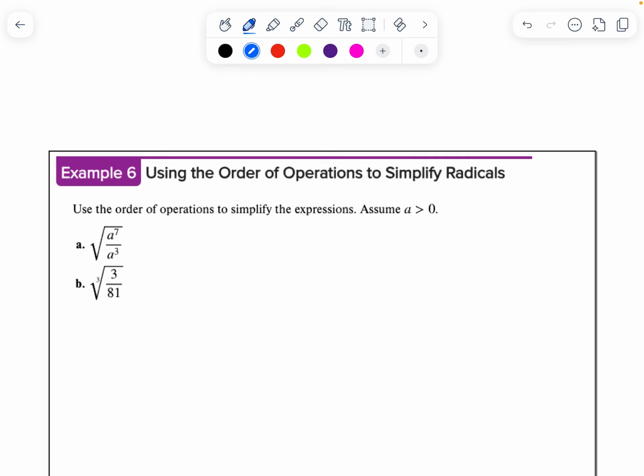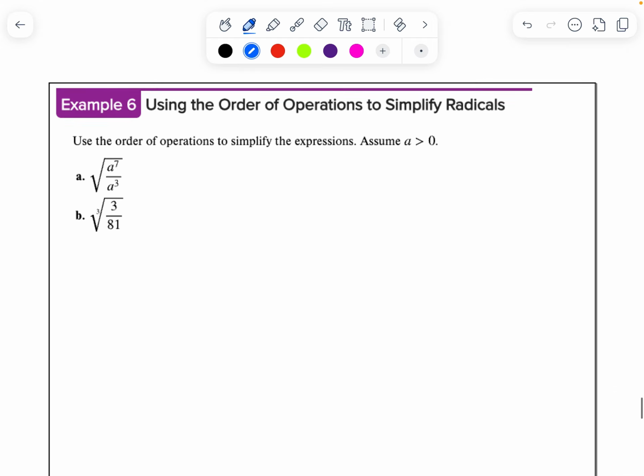Here's another. Okay, so we can use the same operations that we had on the very first slide, the rules for combining the exponents. So here, a to the 7th over a to the 3rd, this is the same thing as square root of a to the 4th, because 7 minus 3 is 4. That combination rule said with division we subtract the exponents.